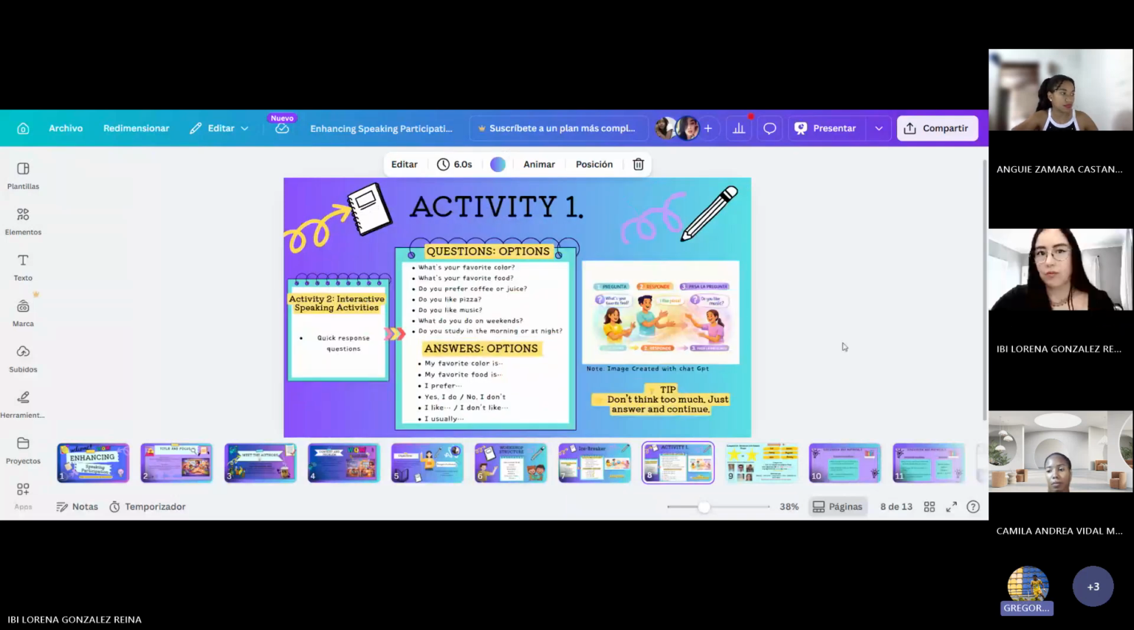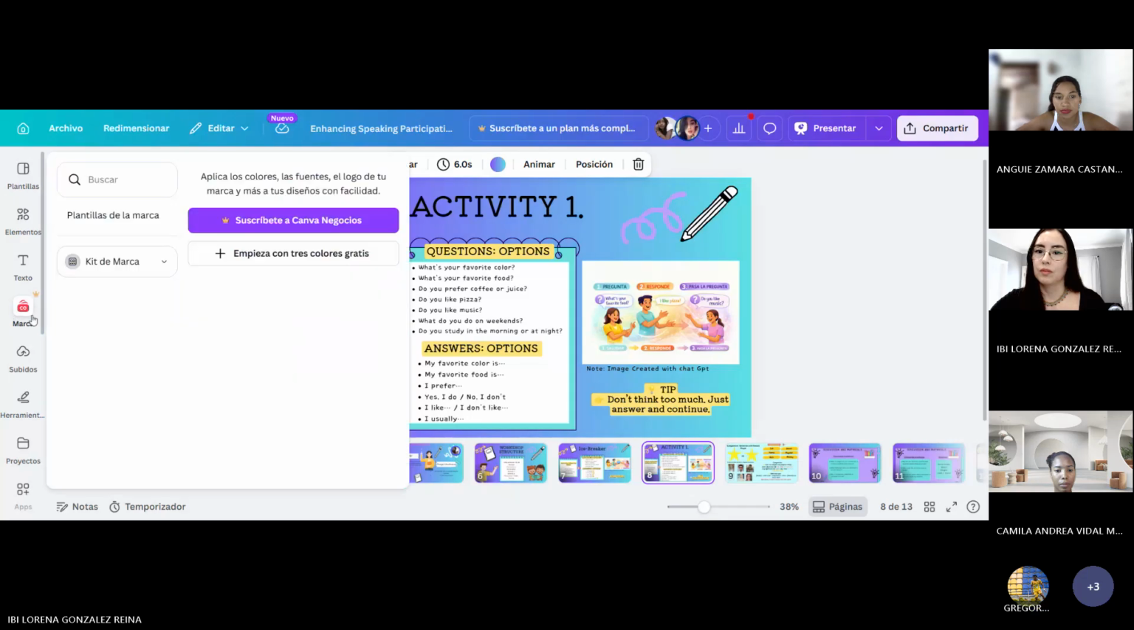Now let's move to another simple activity, activity 1. This one is called Quick Response and it follows the same ideas, but now we pass a question. I will ask you a question, you answer quickly, and then you pass a new question to another person. Ready?